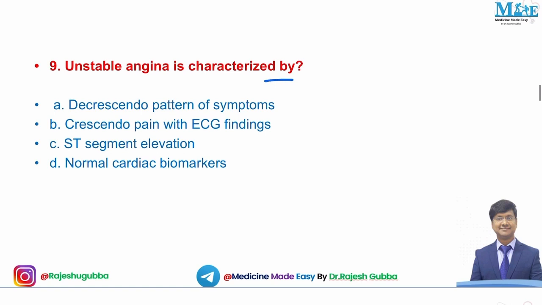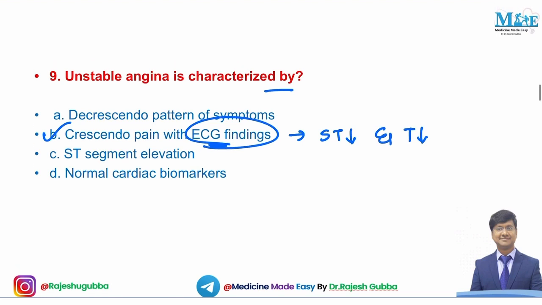Unstable angina is characterized by the decrescendo pattern on the symptoms, crescendo pain with ECG findings, ST segment elevation, normal cardiac biomarkers. See, unstable angina, you don't have decrescendo pattern of the symptoms, right? You have the crescendo pain with ECG changes. Now, what will be the ECG changes is there can be ST segment depression, and along with that there can be T wave inversion. So you have non-specific STT changes. That is what you will observe in case of the unstable angina.